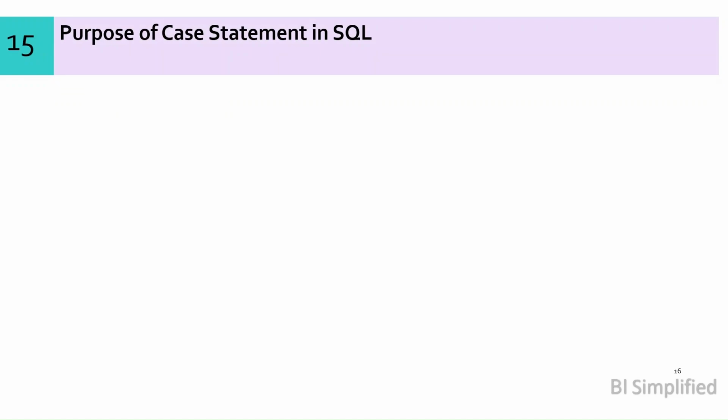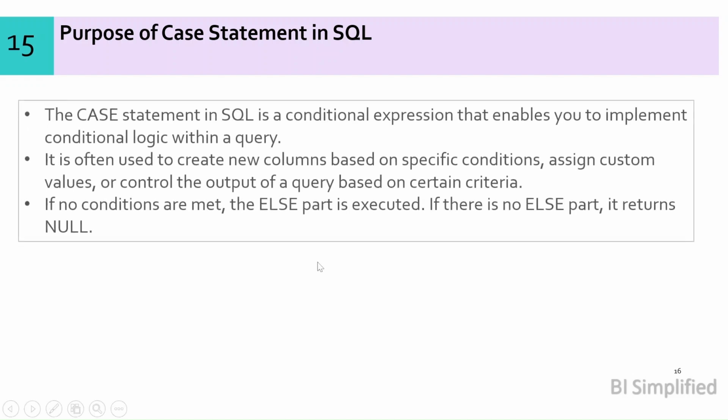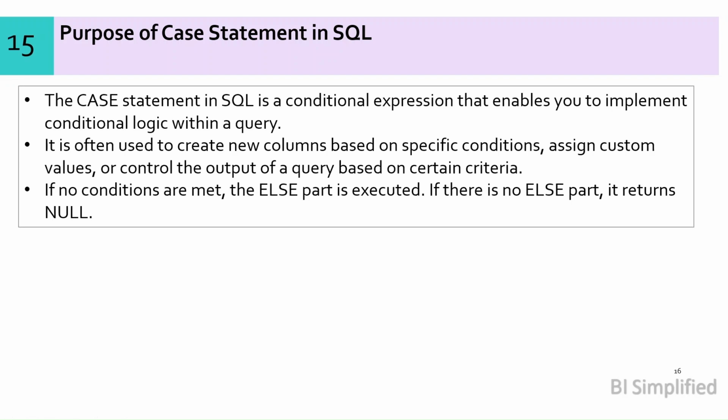Moving on to our next question. Purpose of CASE statement in SQL. It's a very important question, and make sure that you understand the concept of the CASE statement. The CASE statement in SQL is a conditional expression that enables you to implement conditional logic within a query. It is often used to create new columns based on specific conditions and assign custom values, or control the output of a query based on certain criteria. If no conditions are met, the ELSE part is executed, and if there is no ELSE part, it returns NULL.